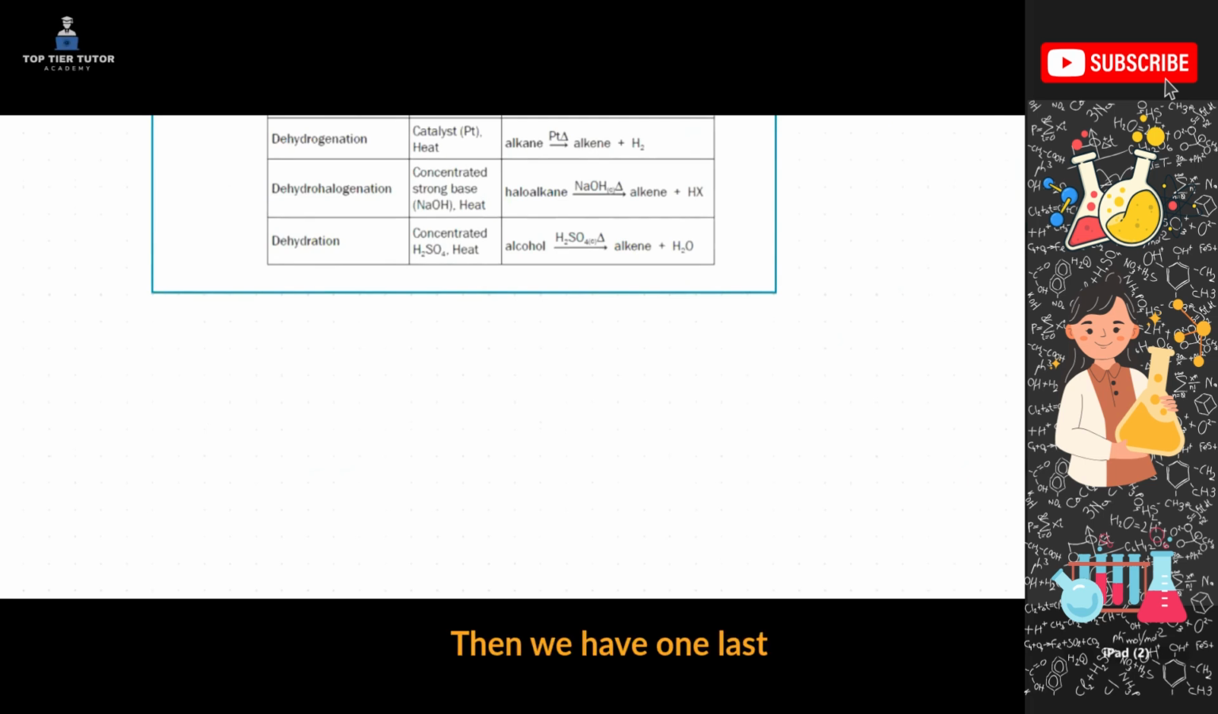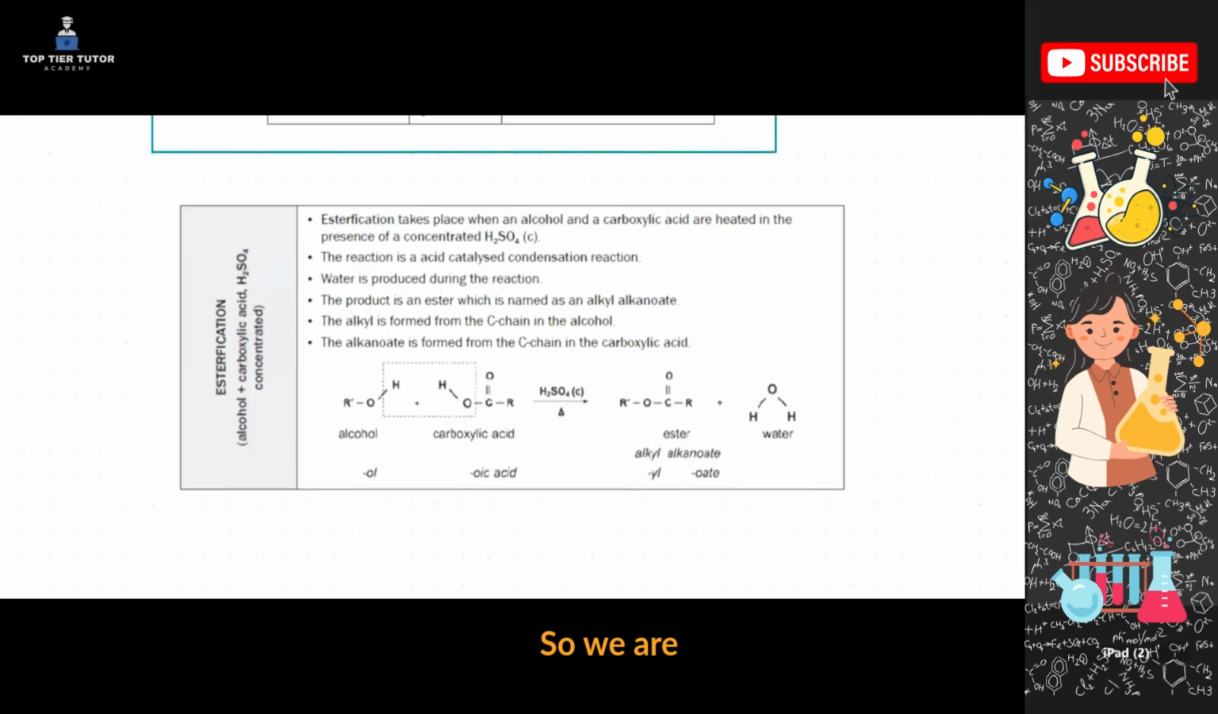Then we have one last reaction to talk about, which is reactions of esters. So we are able to produce an ester from an alcohol and a carboxylic acid, and this process is known as esterification. And in order for this process to take place, we need to have a catalyst in place, and that catalyst is going to be concentrated sulfuric acid.